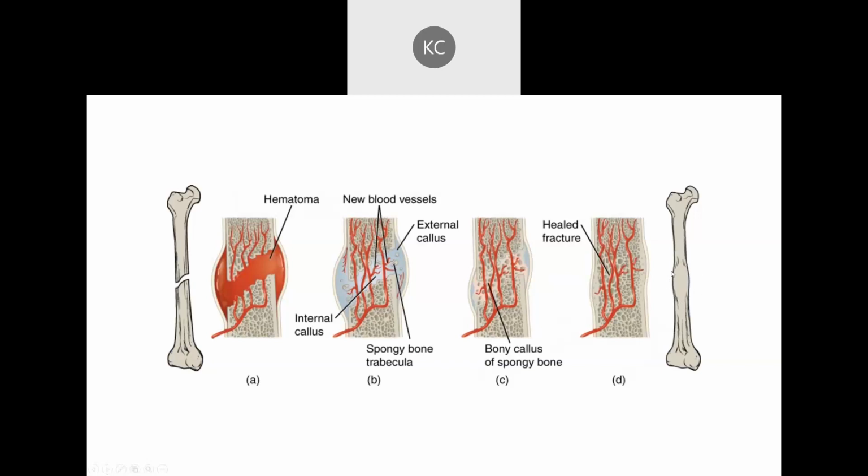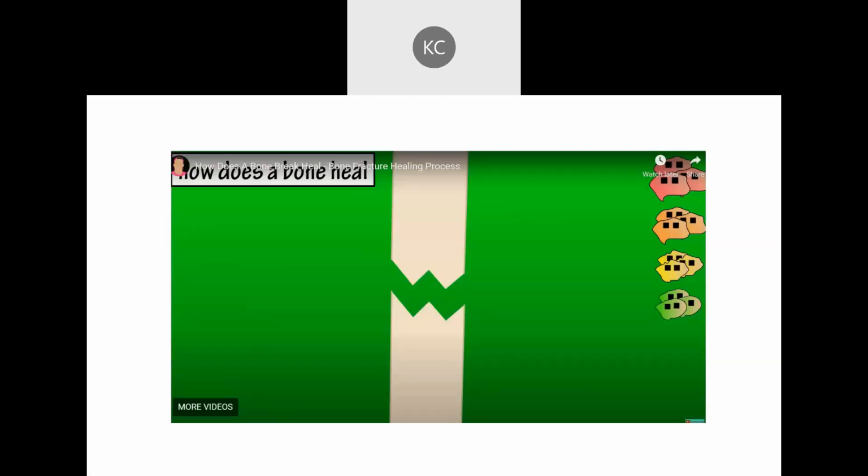You have this kind of swelling on the outside, and the swelling is a representation of where the fracture took place, where the bones were broken, and where you had the hematoma form, where you had the internal and external calluses form, as well as the bony callus form. So there's a video here in your lecture PowerPoint that you can play. I'm not going to play through it.